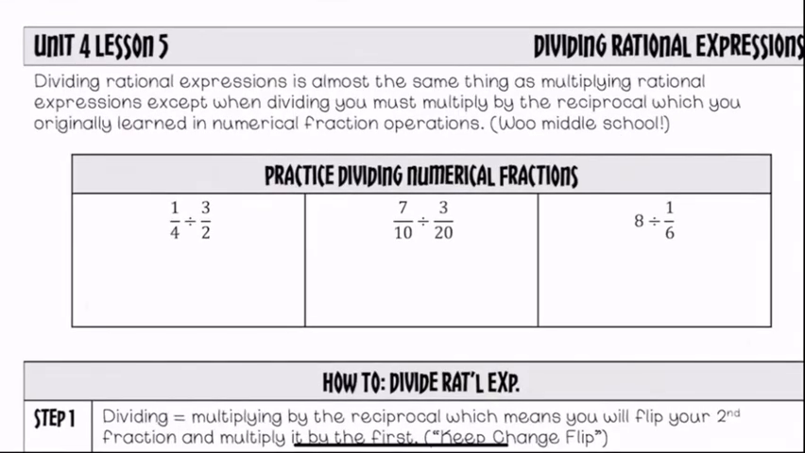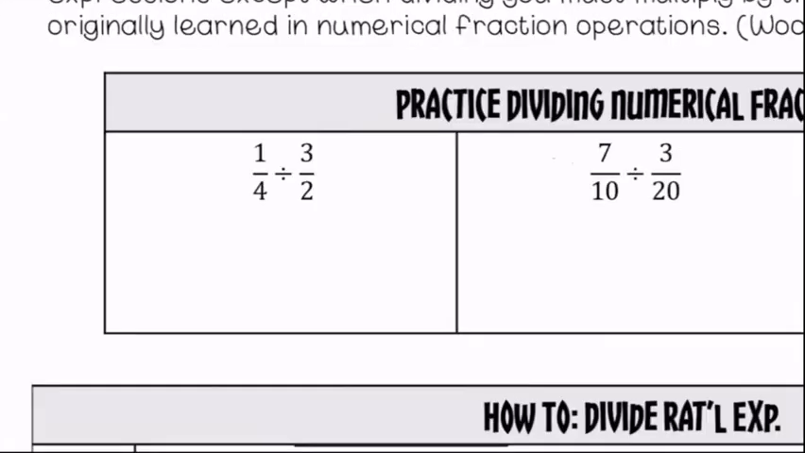At the top here, we have dividing rational expressions is almost the same thing as multiplying rational expressions, except when dividing, you must multiply by the reciprocal, which you originally learned in numerical fraction operations, and it says Woo Middle School because that's when you learned how to do this. So up at the top here, we've got some practice numerical fractions. I'll do this one, then you can try the other two.